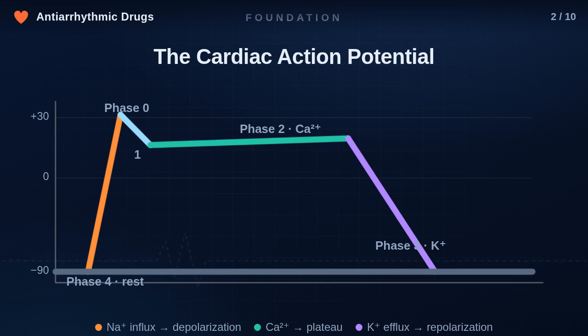The action potential has 5 phases. Phase 4 is the resting potential. Phase 0 is rapid depolarization, driven by sodium influx. Phase 1 is early repolarization. Phase 2, the plateau, is sustained by calcium. And Phase 3 is repolarization, driven by potassium efflux. Most antiarrhythmic drugs act by modifying these ion currents.